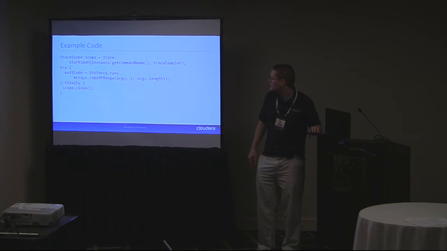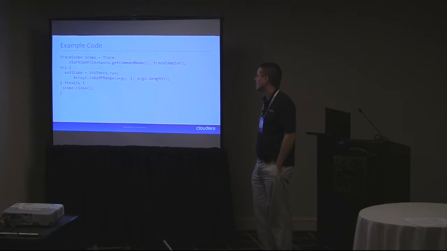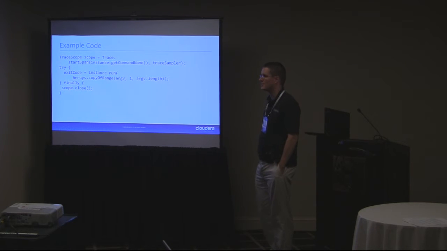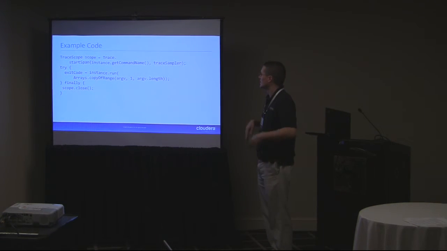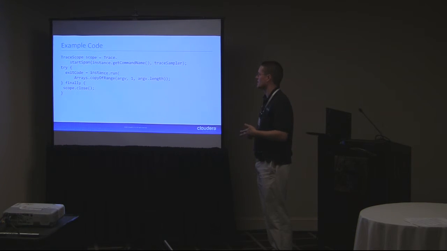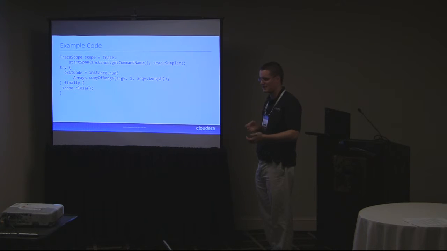So here's some example code. It's pretty simple. This is a Java example. The idea is these scopes are usually created using a try-with-resources metaphor, actually. We also have APIs for detaching spans from a thread and attaching them to another thread. So you can do cross-thread synchronization stuff with HTrace.